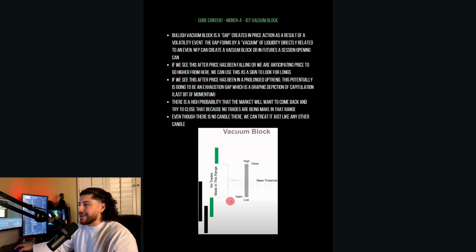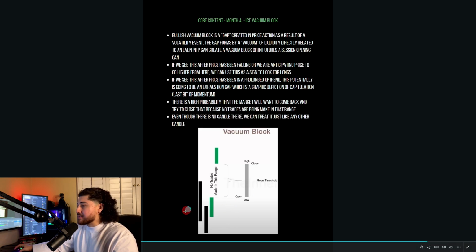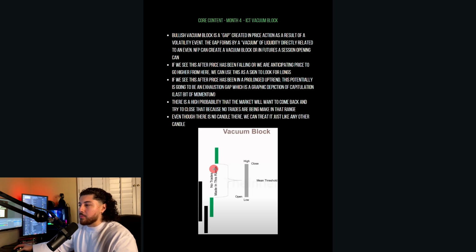One, in a scenario where price has been bullish and then we tap into some type of POI, or we anticipate price to reverse bullish from this area. If we see that vacuum block, this is a good sign that price is going to continue to go bullish. Now, if we see that price has been bullish for quite some time, it's overextended, and we're anticipating price to reverse and go bearish at some point, if we see a vacuum block like this, most likely this is some form of an exhaustion move and a sign that price is not going to continue to go higher, but instead push on lower.